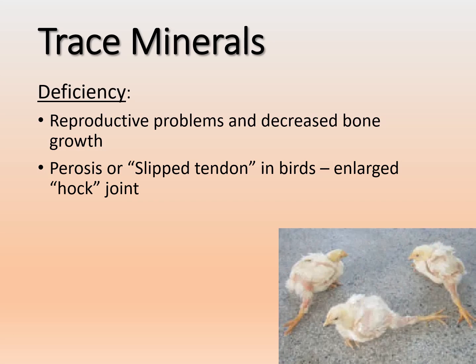decreased bone formation problems. And there's a very specific symptom that we see in chicks called perosis, or a slipped tendon, in these chicks and birds that are trying to develop, and they have these really enlarged hock joints. If you can see, their hock joints are really enlarged and they can't bend them properly. They have these slipped tendons, so that hock joint doesn't function correctly. So this is a classic sign of manganese deficiency in birds.